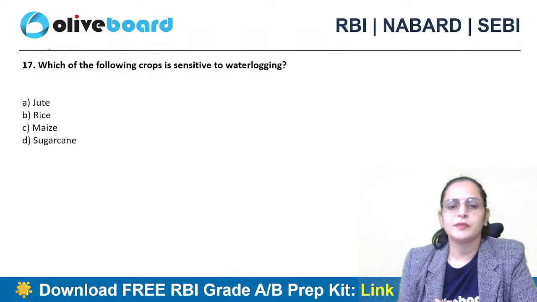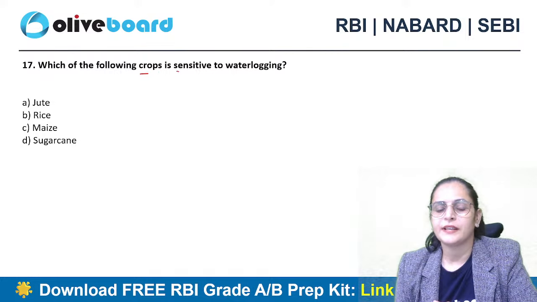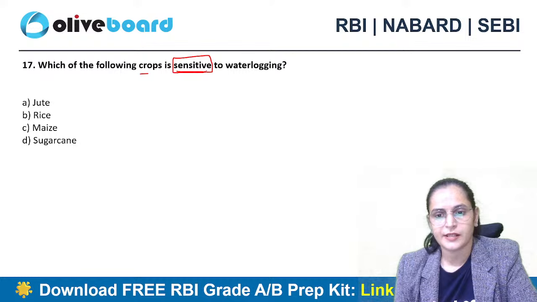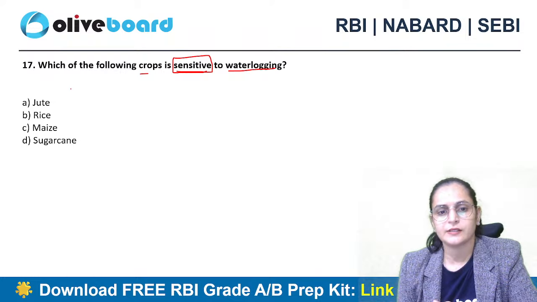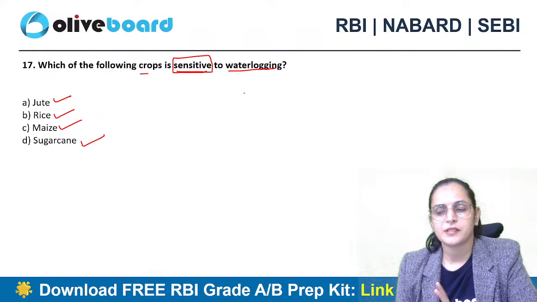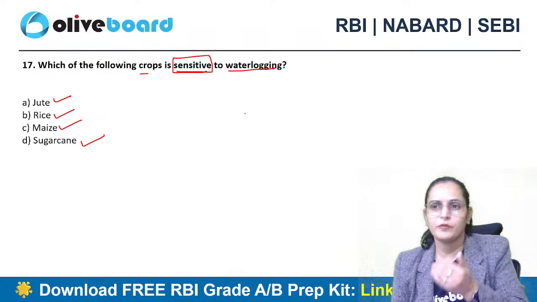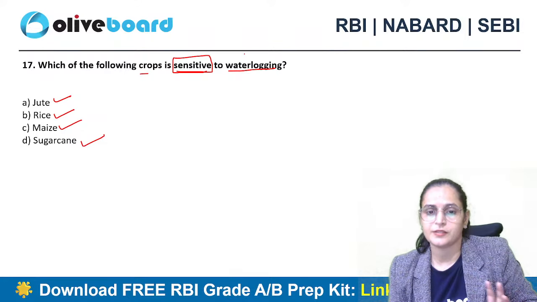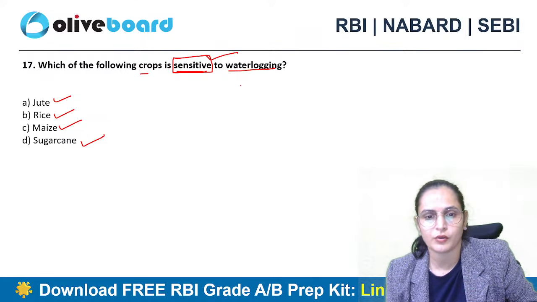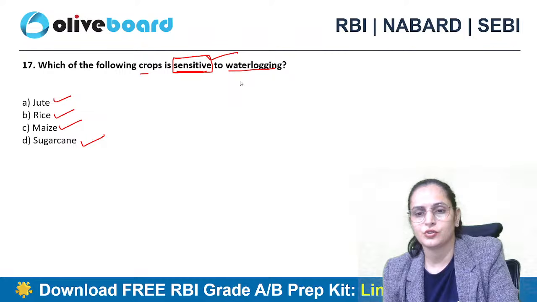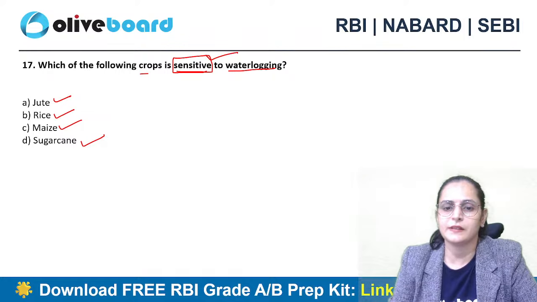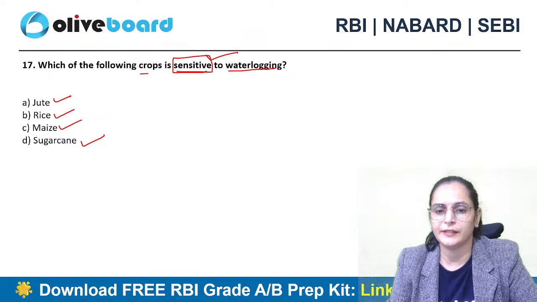Chalo. Question number 17: which of the following crops is sensitive to water logging condition? It is a jute crop, rice crop, maize crop, or sugarcane. If there is stagnation of water, the crop will not be able to grow. This is a very sensitive crop to water logging condition. So what should be the right answer for question number 17? A, B, C, or D?